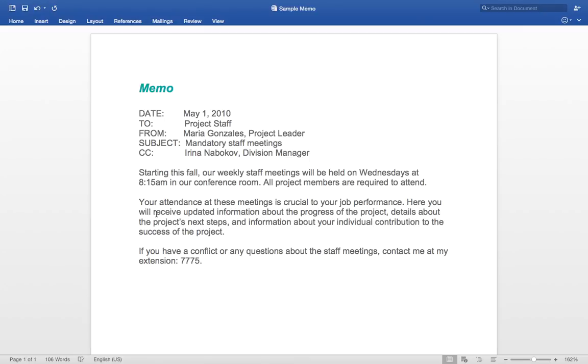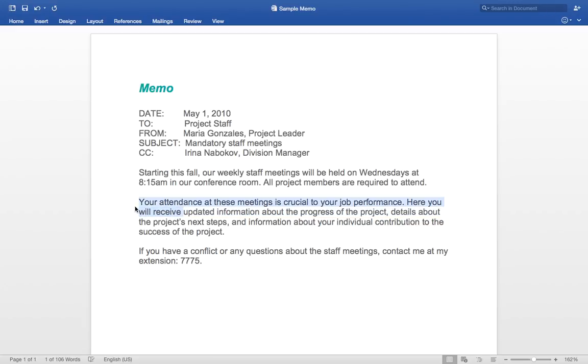Now, in addition, this sentence also offers an example of the strategic use of action verbs. Verbs that communicate a specific action. Right, that makes sense. In this case, the verb will receive really does that job. It explains what the subject, you, the project staff or the project staff member, will be given at that meeting. What will happen? So you will receive, right?